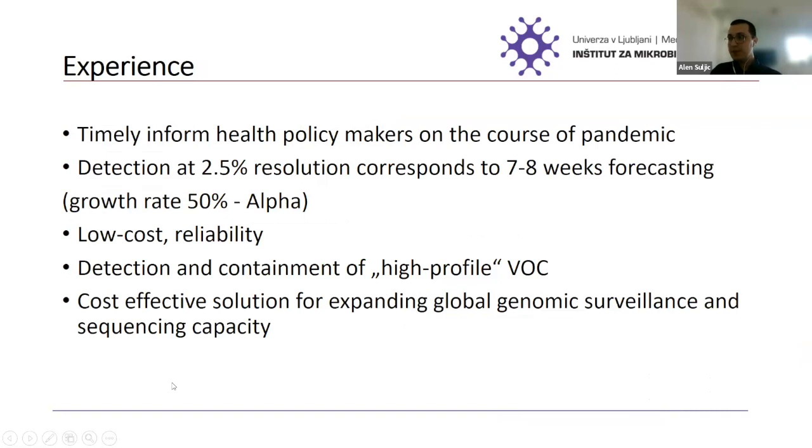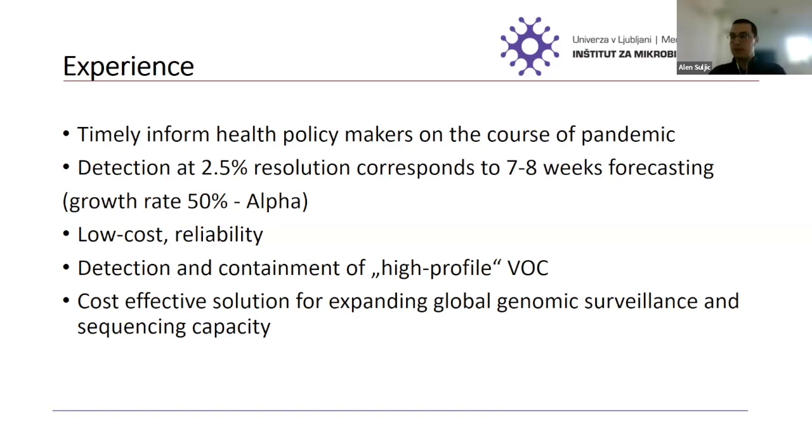Our experience with spike screen enabled us to provide public health policymakers with timely and reliable information on the course of the pandemic. It was said that detection at the 2.5% resolution corresponds to about 7 to 8 weeks of forecasting before the variant becomes dominant. This is the assessment done on the growth rate of alpha, with, I think, a growth rate of 50% each week.